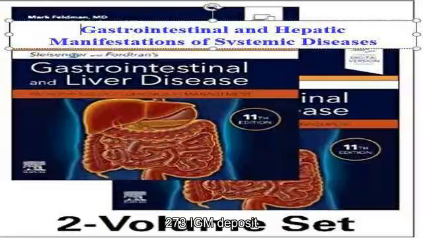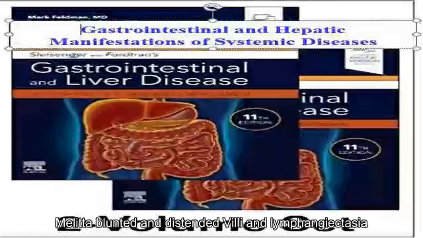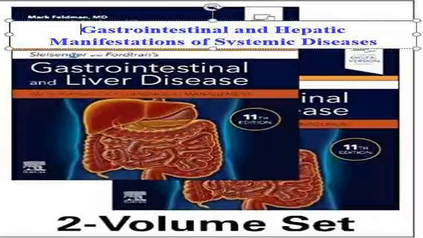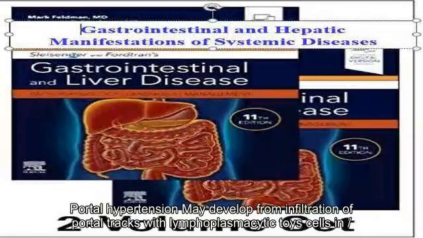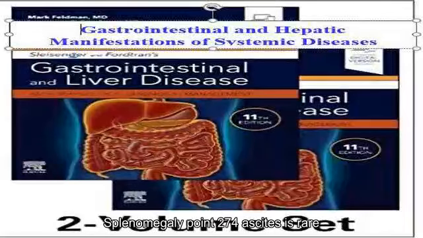IgM deposits, which may stain with periodic acid Schiff, may lead to blunted and distended villi and lymphangiectasia. Its interference with function may result in malabsorption, PLGE, or pseudo-obstruction. Portal hypertension may develop from infiltration of portal tracts with lymphoplasmacytoid cells and/or an increased splenic vein inflow secondary to splenomegaly. Ascites is rare.